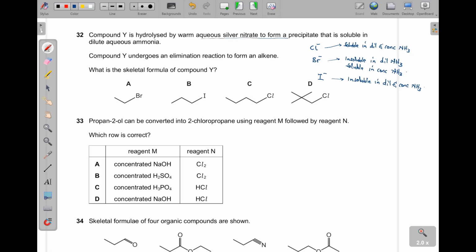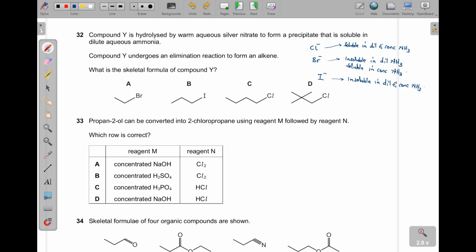aqueous silver nitrate, then to form a precipitate, the precipitate can be, of course, silver chloride. That one is a white precipitate. Silver bromide, that is a cream precipitate. Then silver iodide, that is a yellow precipitate. Now they are saying that is soluble in dilute aqueous ammonia. Soluble in dilute aqueous ammonia, we see it with the chloride. Okay, bromides, they don't dissolve in dilute ammonia, neither do iodides. Okay, so therefore our answer has to be with the chloride.